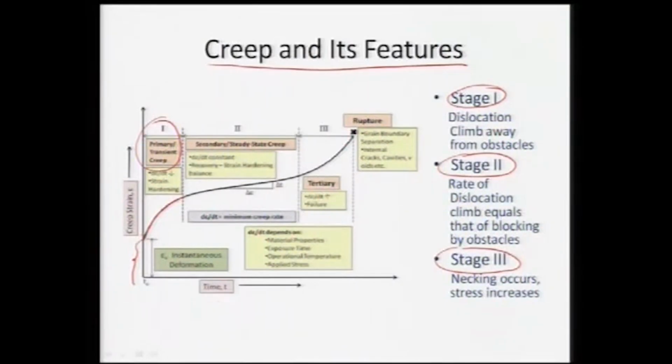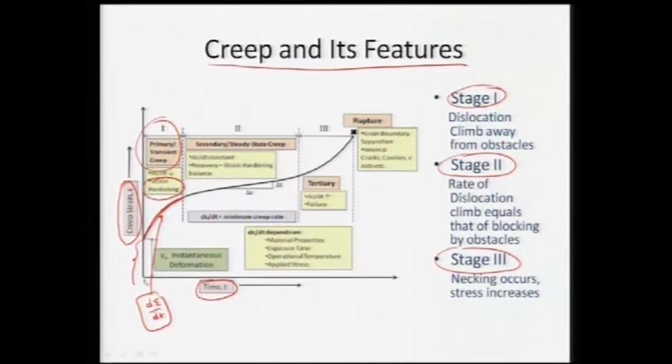Creep rate now starts decreasing, and in this case the dislocation climb is occurring away from the obstacles, and also strain hardening is occurring in the material that starts reducing the creep rate. The creep rate is given by the ratio of creep strain with respect to time, d epsilon by dt, and that now starts reducing in the first stage. So, it is occurring away from the obstacles, and we can see the creep rate starts decreasing, and instantaneously some strain hardening is also occurring in the material that provides enhanced resistance to the creep.